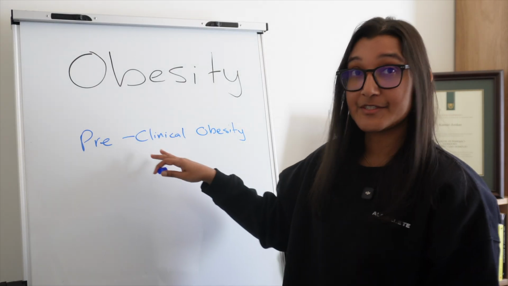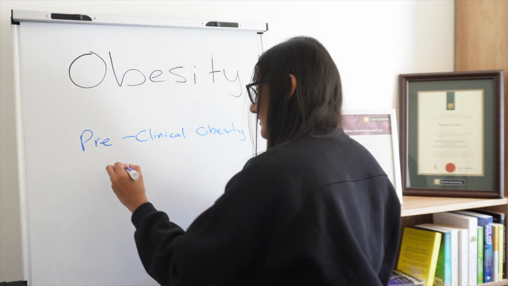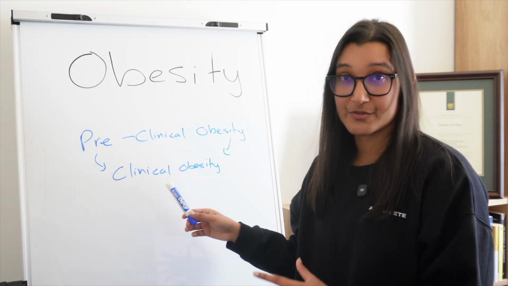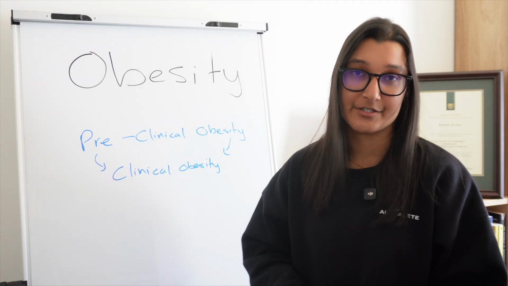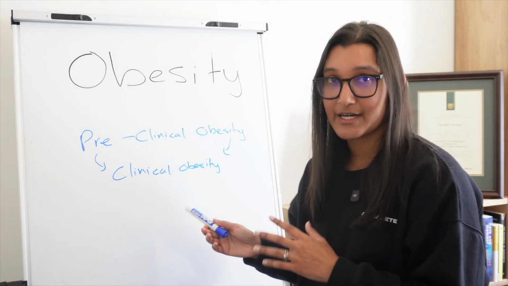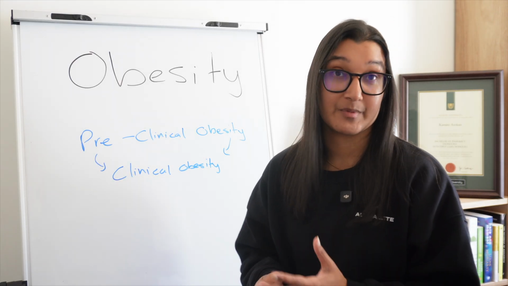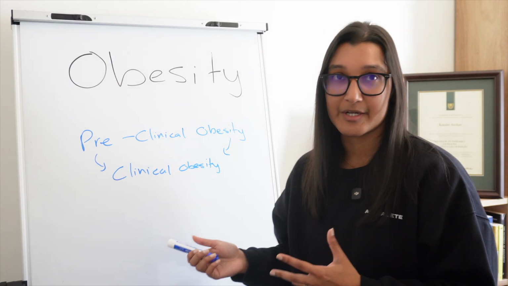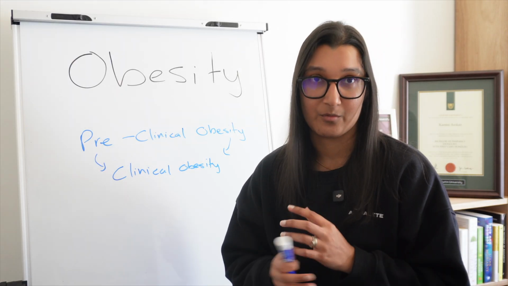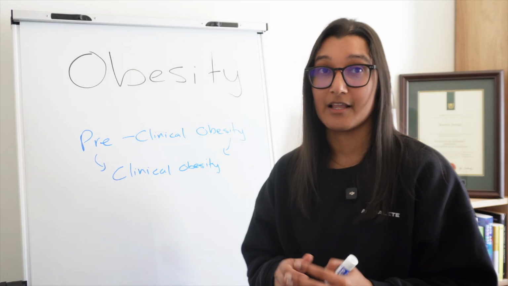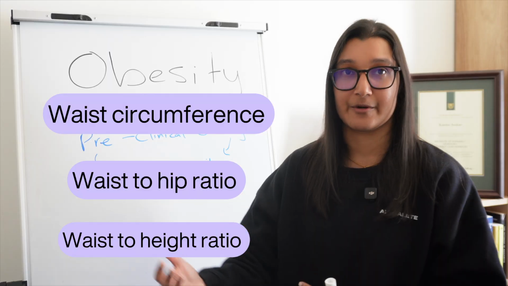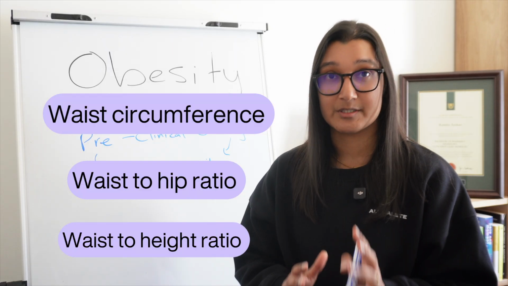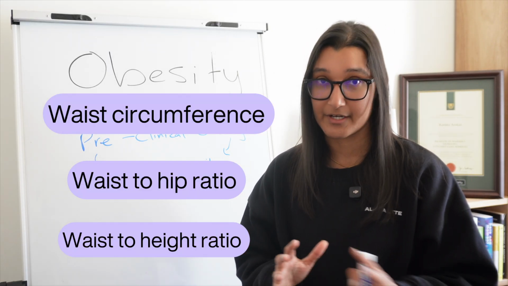And then this may progress to clinical obesity, which is when the fat is actually causing organ damage or physical limitations for an individual. We can't get this information using BMI alone. So what was recommended was combining BMI with other body size measurements like waist circumference, waist to hip ratio, or waist to height ratio, which are all still simple and inexpensive tools that anyone can use.